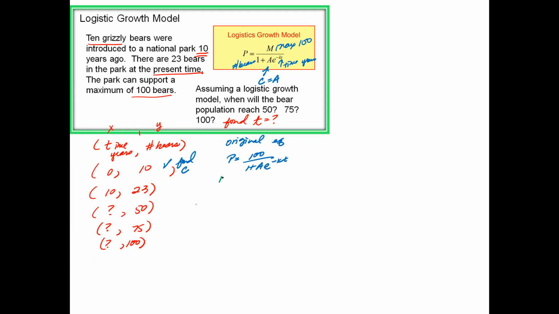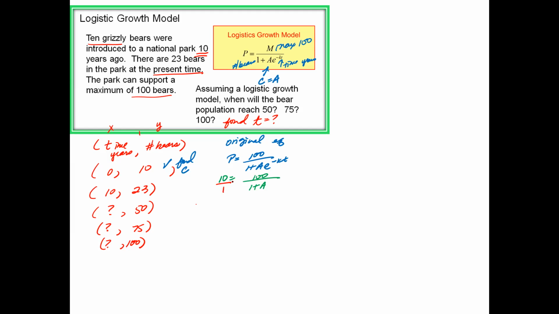So then P is 10 equals 100 over 1 plus A e to the negative, well, k times 0 is just 0. So this entire exponential is just going to be 1. So really, you're just left with A. I'm going to erase this part because it's going to make it more messy. All right, let's solve for it.